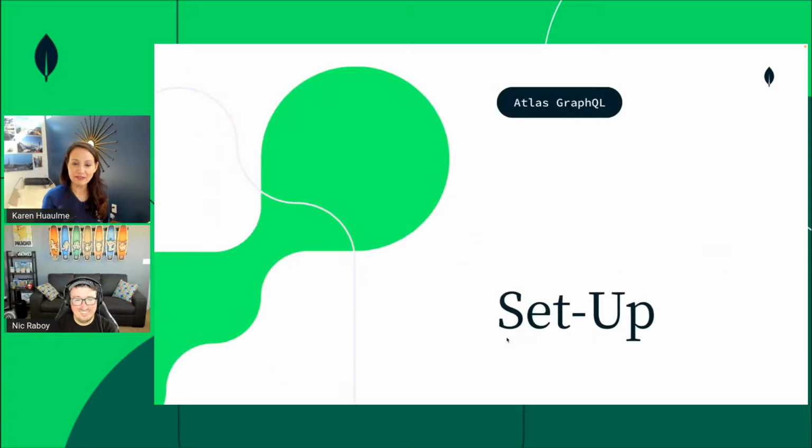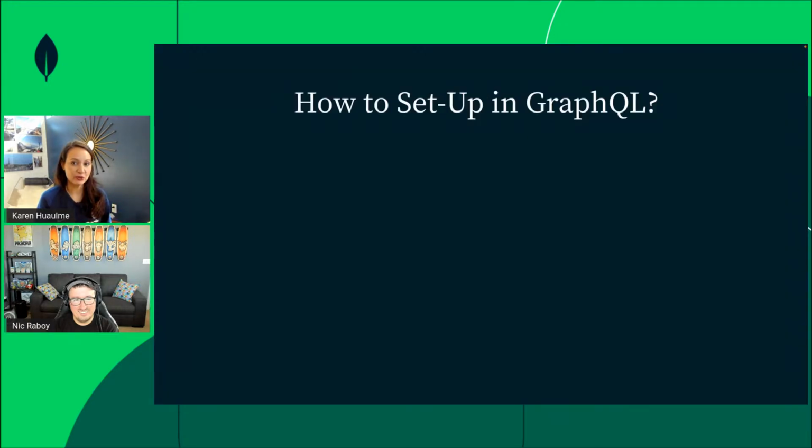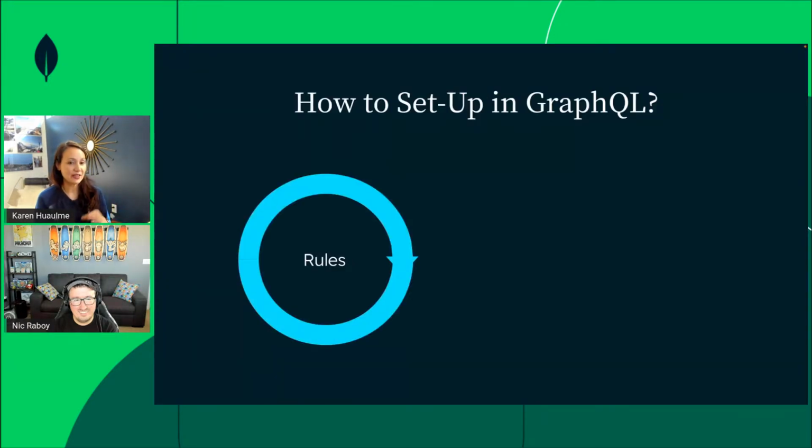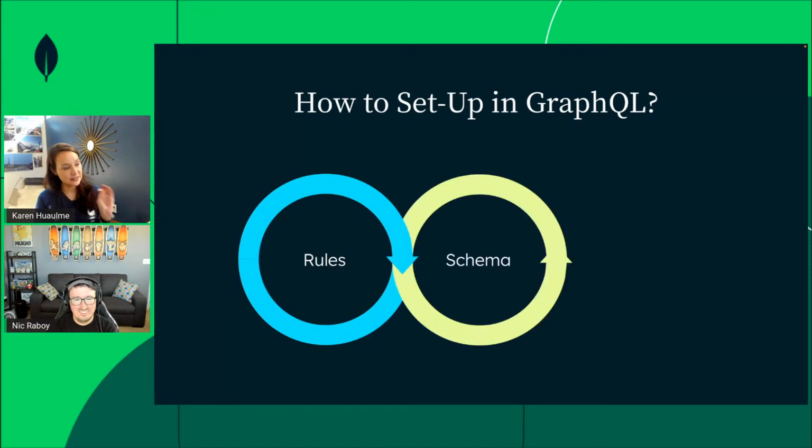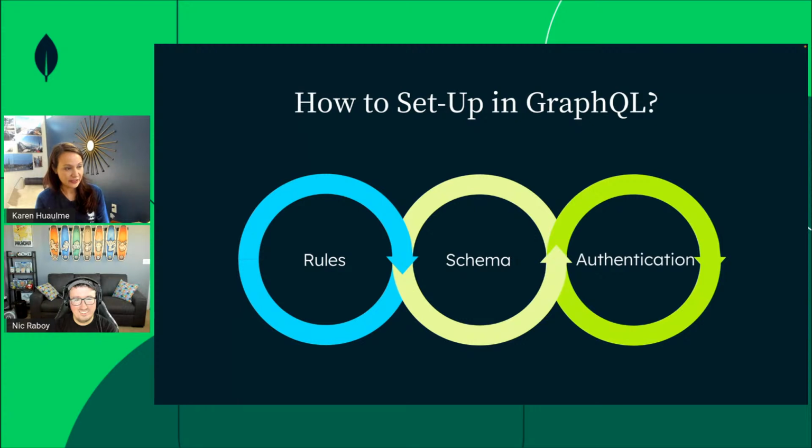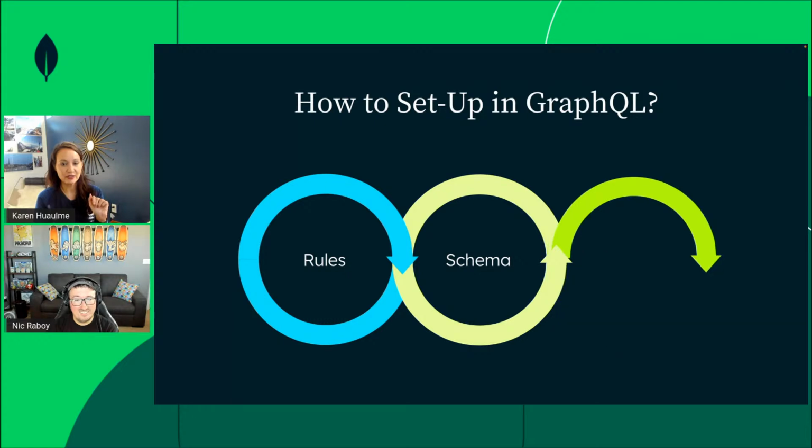Let me make sure I didn't have anything else. So we're going to set up. In order to set up with GraphQL, I have my data set that you guys saw. There are three different things we need to do, and we're going to do them real fast. First, you need to set rules up on your data, because GraphQL needs rules. You need schema, and you need authentication. And we're going to do the rules and schema real quick.